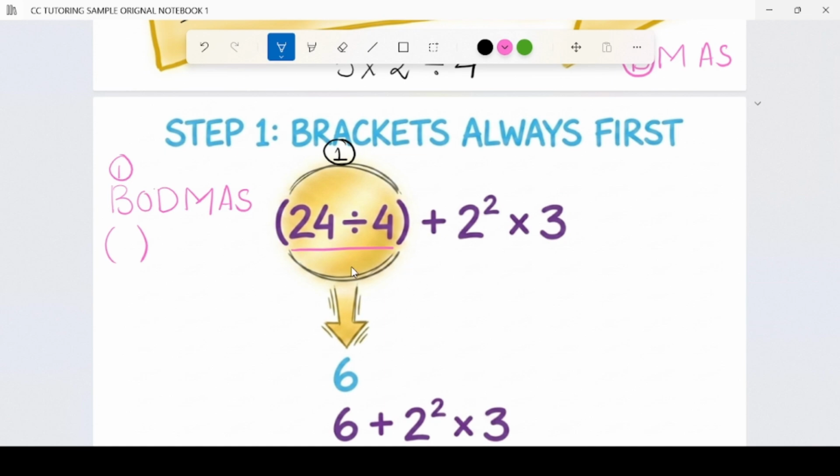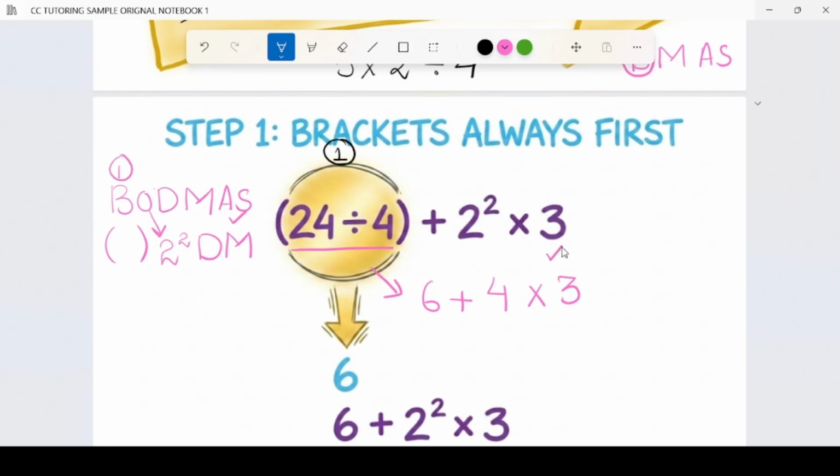So I'll solve it over here: 6 plus... Now I know that the second is order, and in this case that is 2 to the power of 2. So I'm going to solve it, and that will be 4 multiplied by 3. Now according to BODMAS there is division, but we don't have division in this equation, so we'll move forward. And there is multiplication.